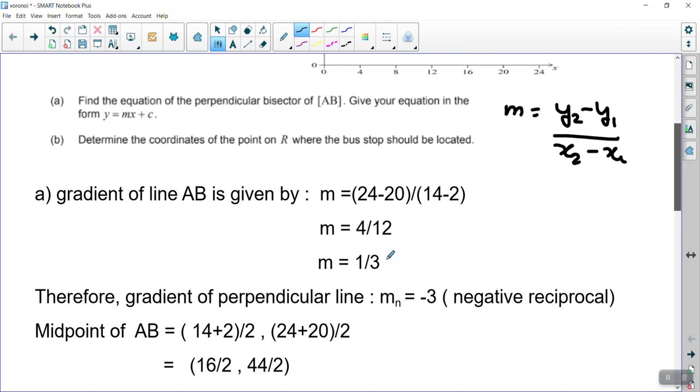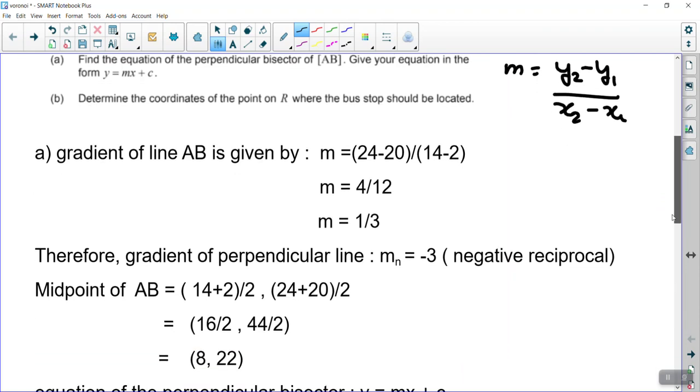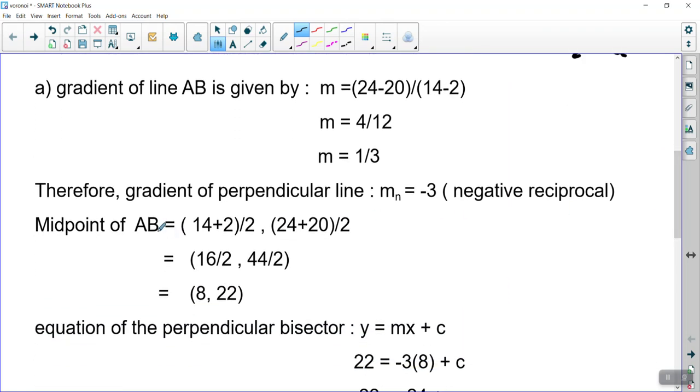Now remember, we have to find the gradient of the perpendicular. So we take the negative reciprocal. Now this is positive, so the perpendicular will have a negative sign, and if you flip it, it will be 3 over 1, that is 3. So the gradient of the perpendicular line would be negative 3, and we are going to use that later on. But first, what we need to do is find the midpoint.